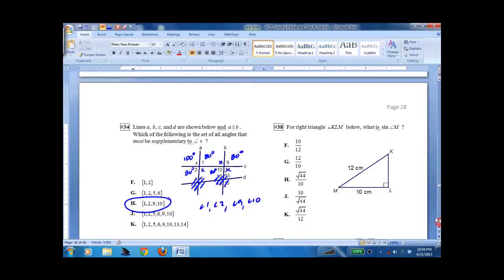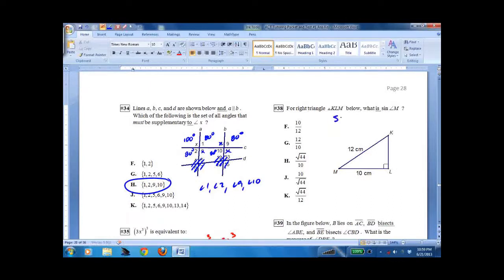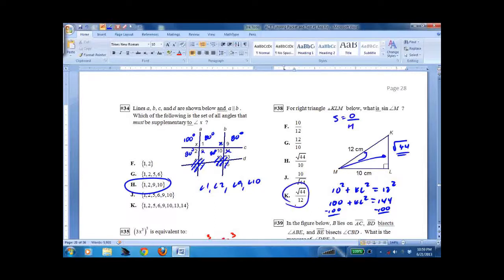So for a right triangle, what's sine of m? Well, sine is opposite over hypotenuse. We don't know what opposite is, so we have to do a little Pythagoras first. And I'll write the whole thing out because I do a lot of shorthand. 10 squared plus KL squared equals 12 squared. 100 plus KL squared equals 144. Subtract 100. KL equals square root of 44. Opposite is square root of 44 over hypotenuse is 12. K.